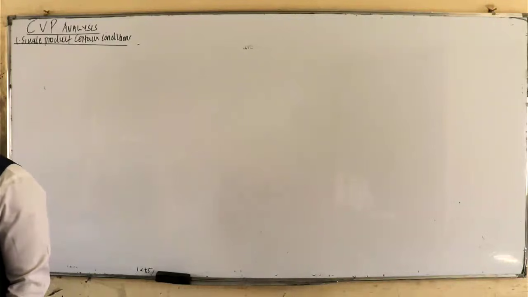Good. So now let's look at the assumptions of CVP analysis. Number one, the relationship between cost, volume, and profit is linear. Number two, demand is equal to supply.